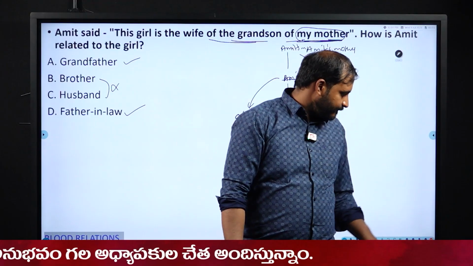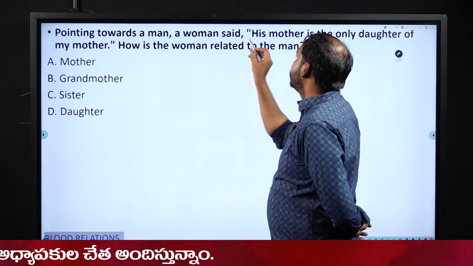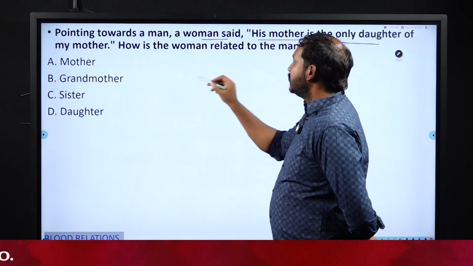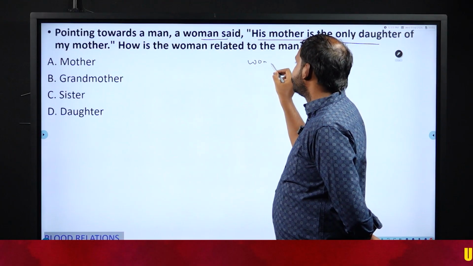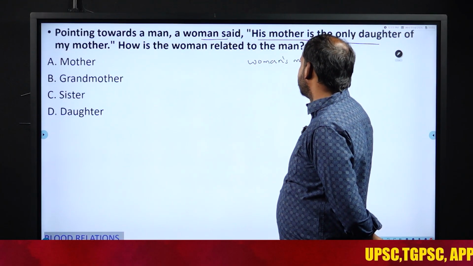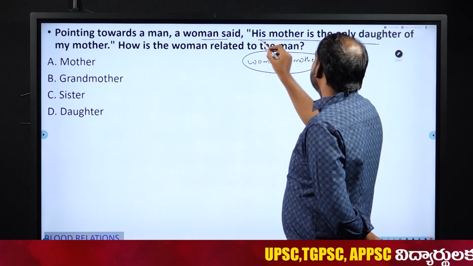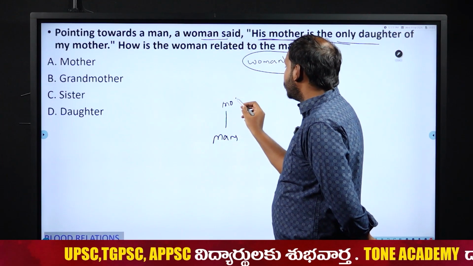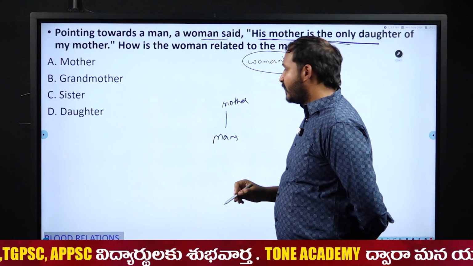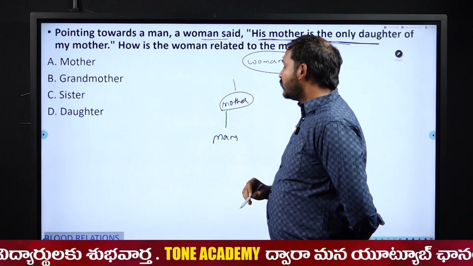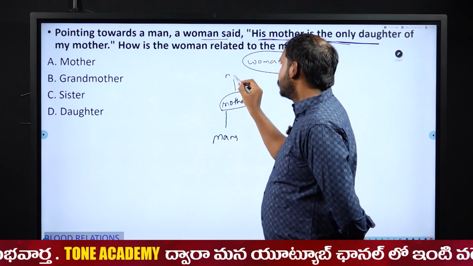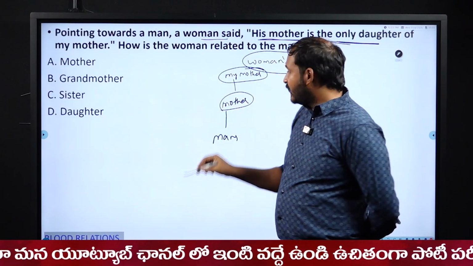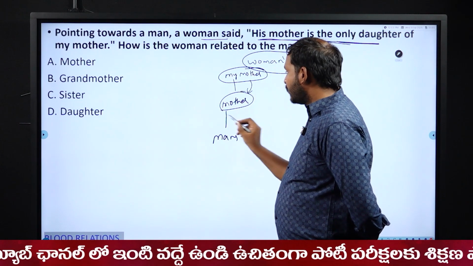Now see the next one. Pointing towards a man, a woman said, his mother is the only daughter of my mother. Okay. My mother, that means that woman's mother. We stopped at woman's mother position. Now, next. That man's mother is the only daughter of my mother. Now, she is the only daughter to whom? My mother. Anyway, who is our speaker? A lady. And her mother has only one daughter, means obviously that man's mother only, right?